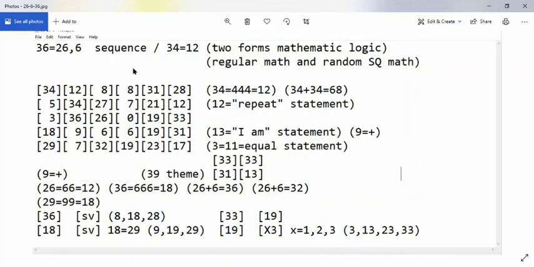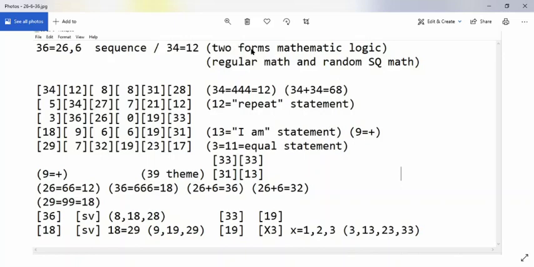Hello, welcome to the wonderful world of random sequencing. Today we're going to be talking about the 36 is equal to 26 6 sequence. That's this right here. I'll explain that, and then we're going to be talking about the 34 is equal to 12, and that's right there, and I'll be talking about that.